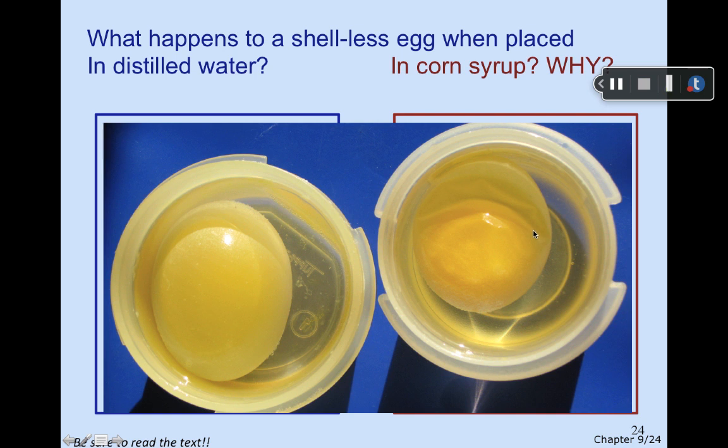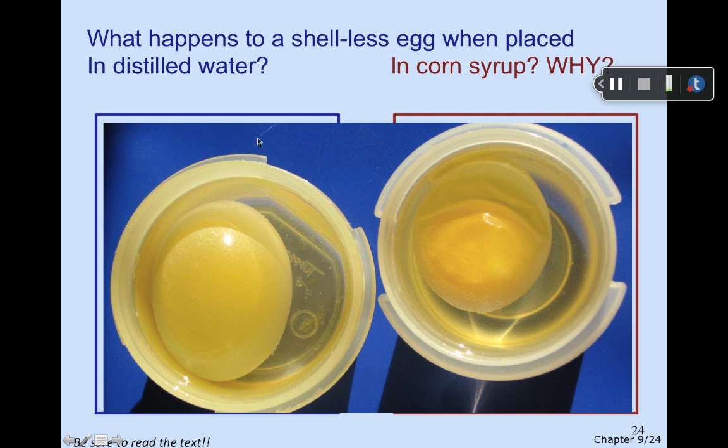Now, what happens with these eggs that have no more shell, but the amniotic membrane around the egg, like what you see when you peel a hard-boiled egg, is free of a shell, and you place the shell-less egg into 2 different solutions. This picture represents what happens to them when you put one in distilled water and one in corn syrup.